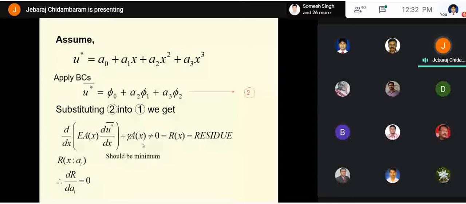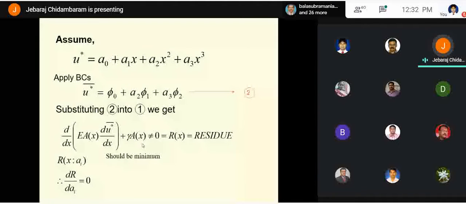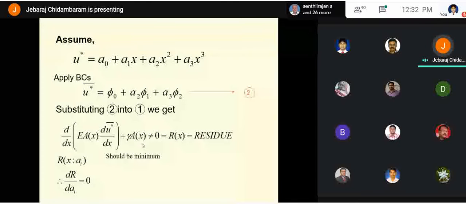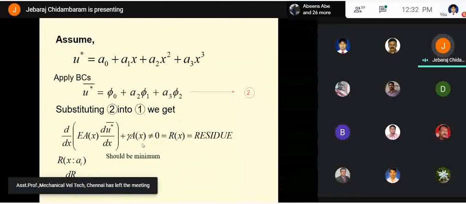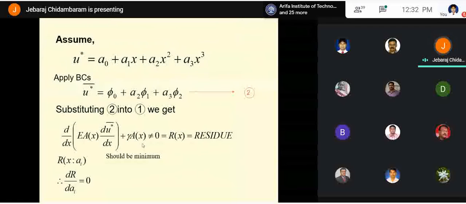Now, what is your job? Make the residue smaller. So now you are going to put various permutation combinations of A2 and A3, to see for which combination of A2 and A3 my residue is going to be small. Now that is the best approximation. It is still an approximation, but I am able to find the A2 and A3 which make the residue smaller. I get the best approximation.